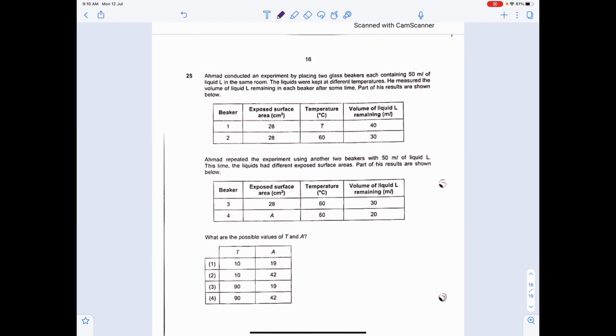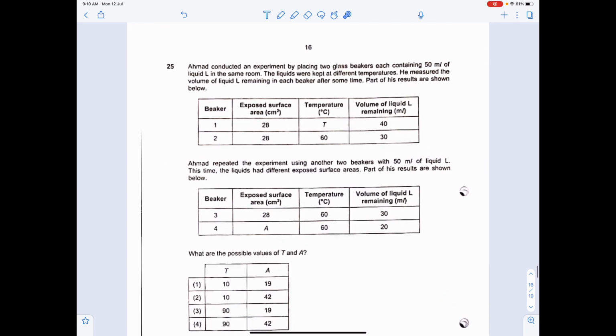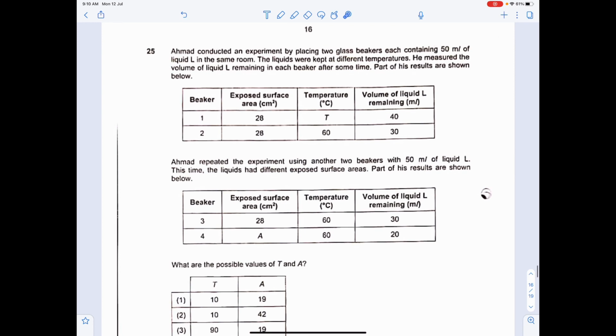Okay, question 25. Ahmad conducted an experiment by placing 2 glass beakers, each containing 50 ml of liquid L in the same room. The liquids were kept at different temperatures. He measured the volume of L remaining in each beaker after some time. Part of his results are shown. So my first question to myself would be, what happened to the liquid? And because it's exposed surface area, okay, I know that this has got to do with evaporation.